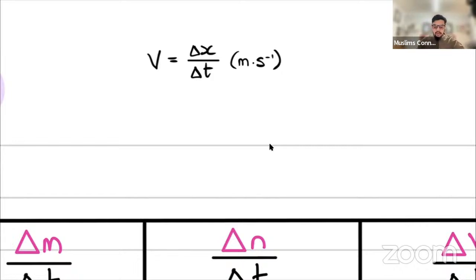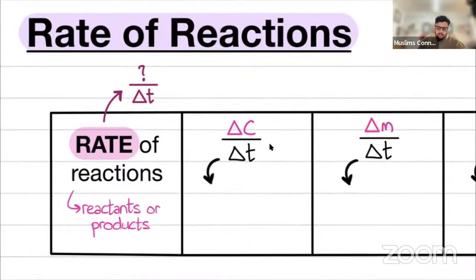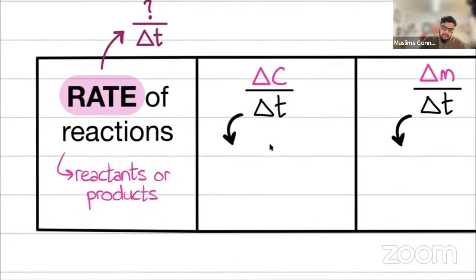So in rate of reactions, we have the rate of reaction, so it's reactants or products. Basically, what I'm trying to say is that if we want to calculate the rate of the reaction, we can calculate the rate at which products are changing or the rate at which reactants are changing. How fast are the reactants being used up? That's one way to calculate the rate of reaction. Alternatively, how fast are the products forming? That's another way.